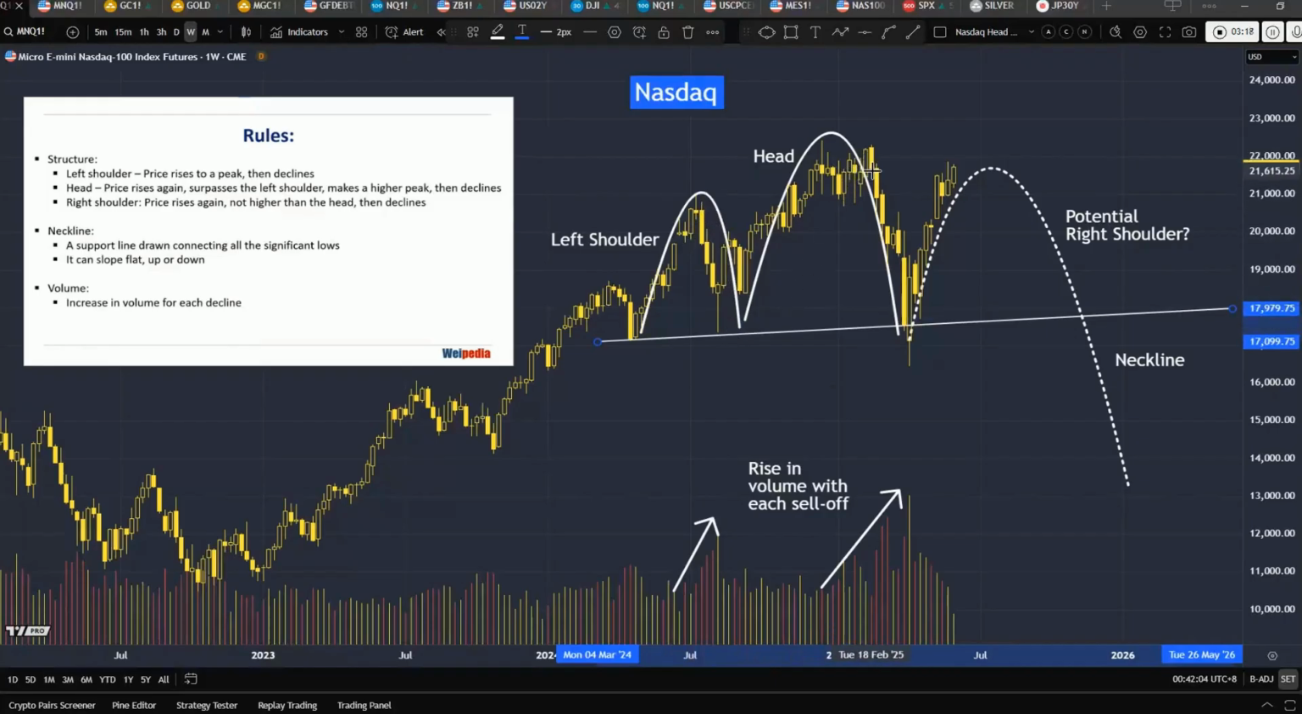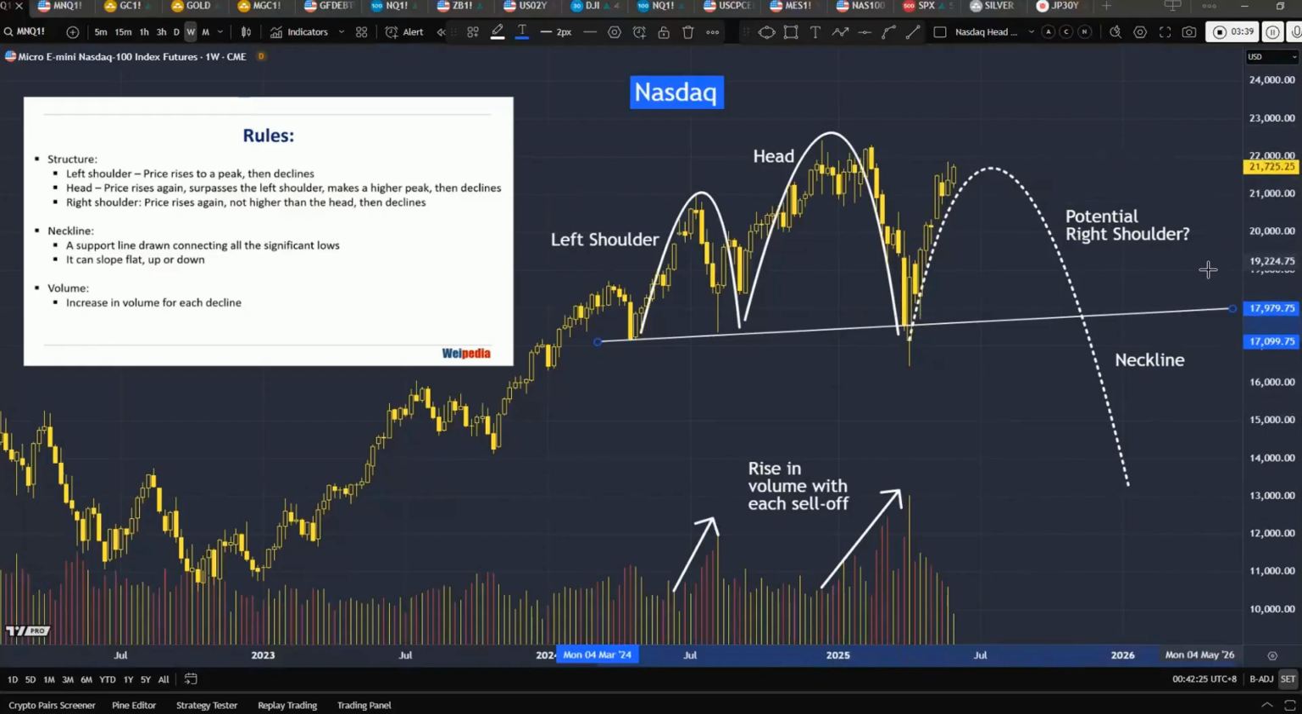And also, please find out what happened from the beginning of this year to April. I'm sure many of us know what's happening. What was the macro development? As the market fell, the volume picked up. It also means that the head is very much valid down here. And now we're waiting for the right shoulder to form.